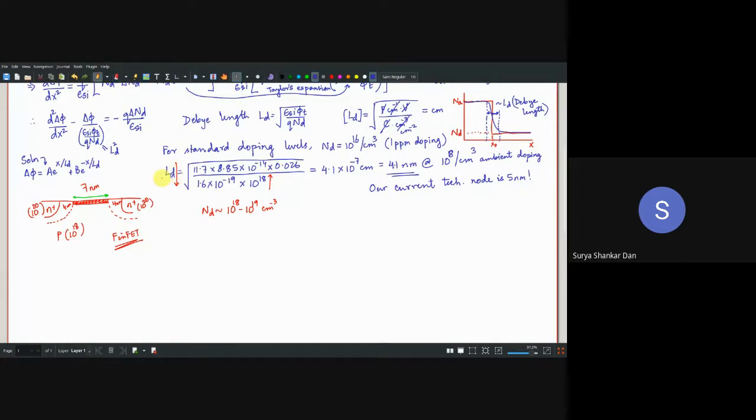So over there we will again speak about the Debye length, and we will revisit this topic. So what we have understood is that if we are trying to scale the technology node, we have to increase the dopings simultaneously. Otherwise, we are never going to achieve proper function.